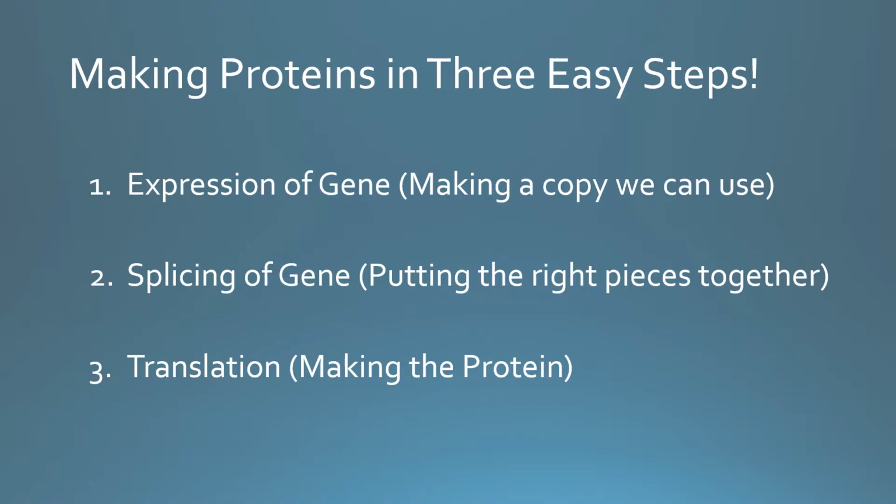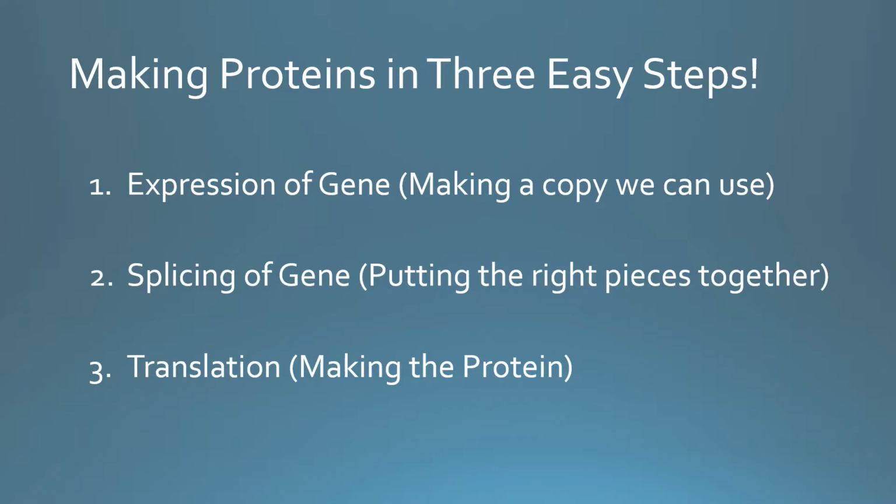So a protein is made in 3 steps. There's what's called the expression of the gene. Now, all of the cells in our bodies contain all of our genes, but not all cells make all proteins. So if a cell is going to make a certain protein, the first thing it does is to actually copy the DNA for that gene into a different form called RNA, and that's actually what is used to make the protein.